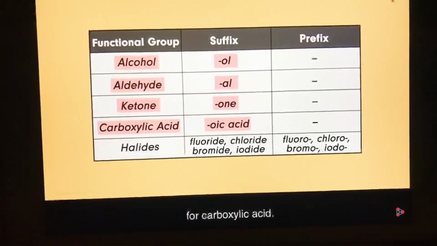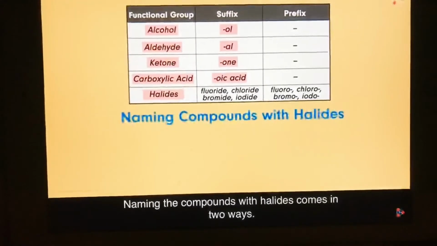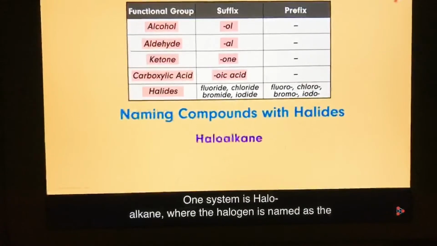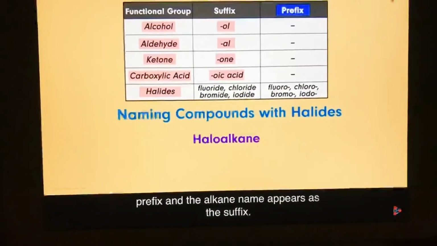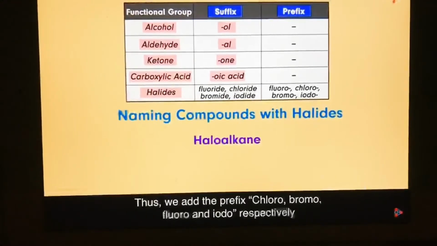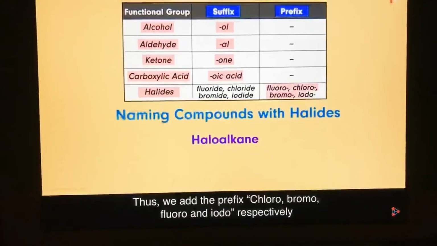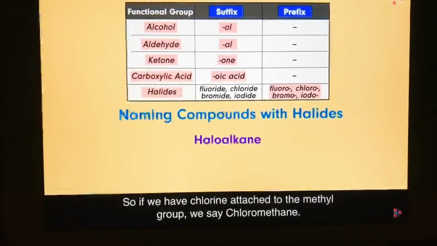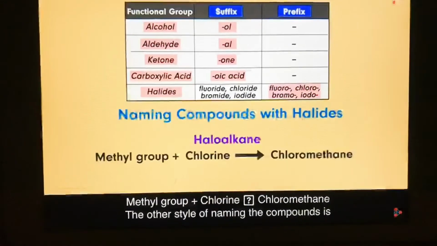But notice the case of halides. It's slightly different. Naming the compounds with halides comes in two ways. One system is haloalkane, where the halogen is named as the prefix and the alkane name appears as the suffix. Thus, we add the prefix chloro, bromo, fluoro and iodo respectively before the parent hydrocarbon. So if we have chlorine attached to the methyl group, we say chloromethane.